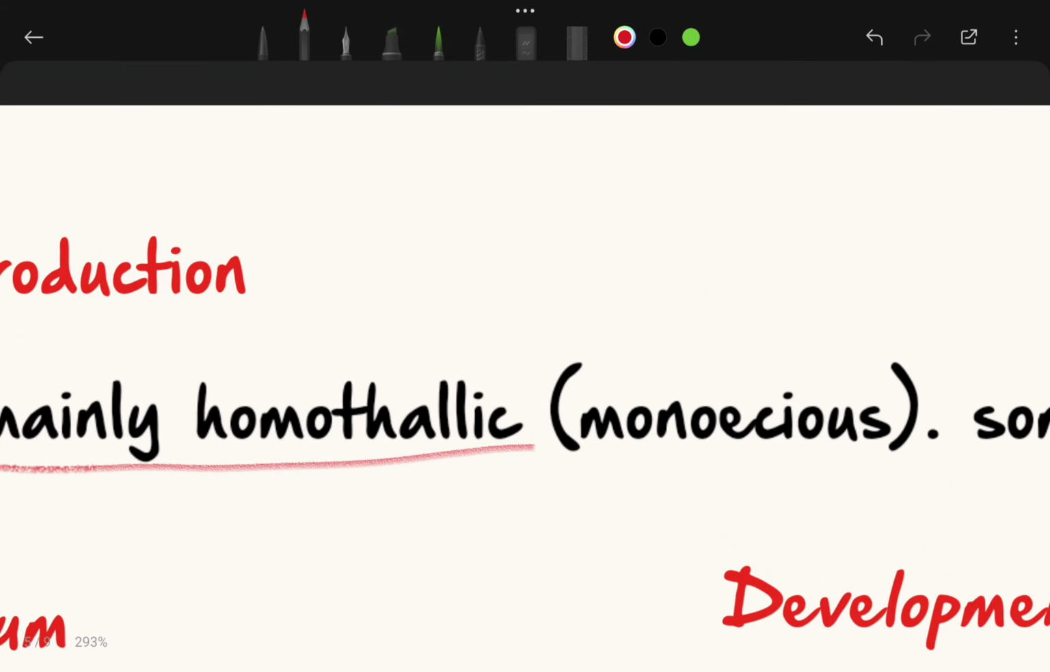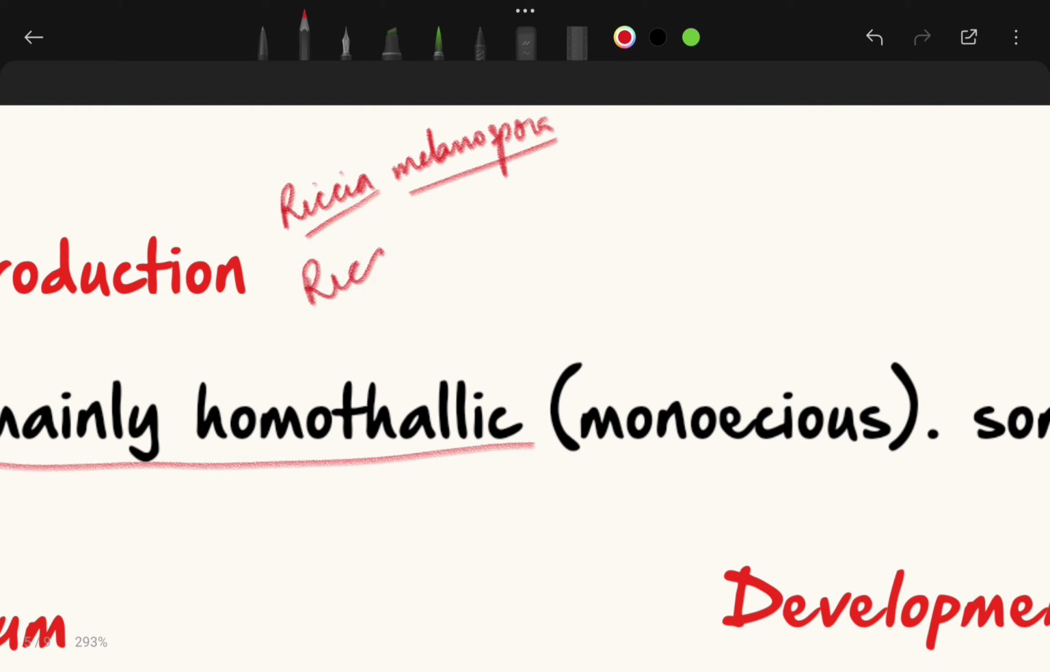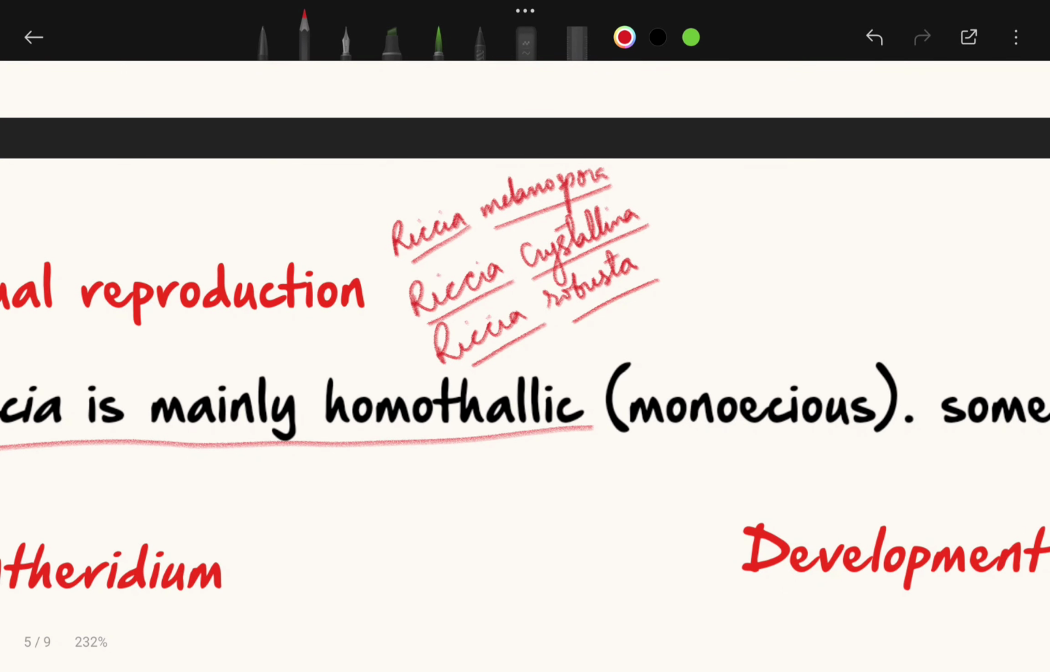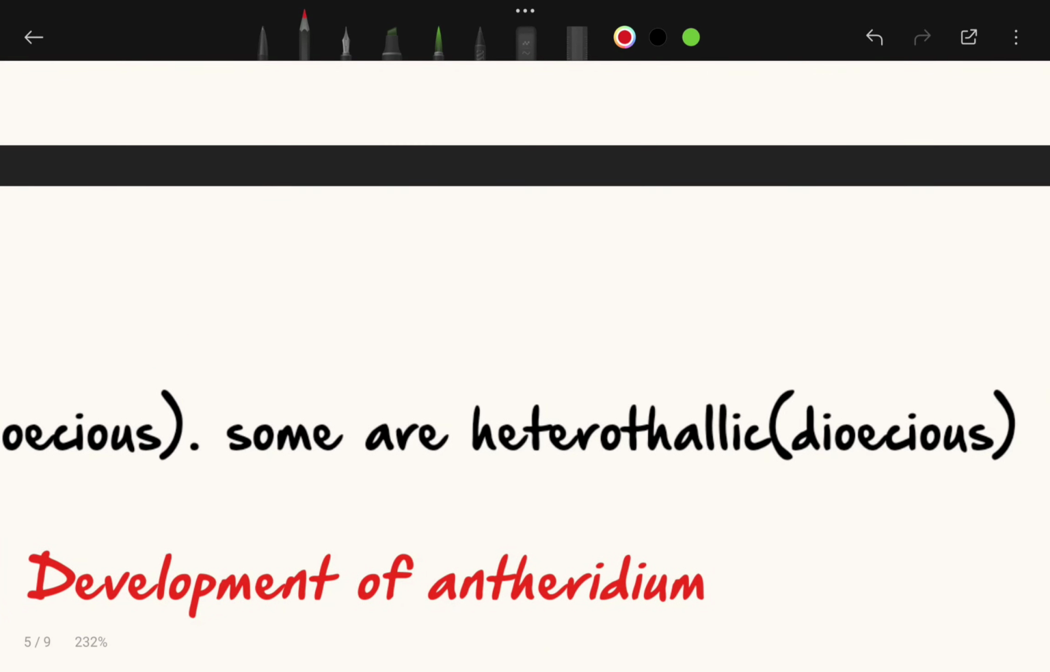So some of the examples include Riccia melanospora, Riccia castellana, and then Riccia robusta. Okay, so these are some of the examples of homothallic or monoecious forms. Most of them are monoecious forms, but some of them are heterothallic as well.